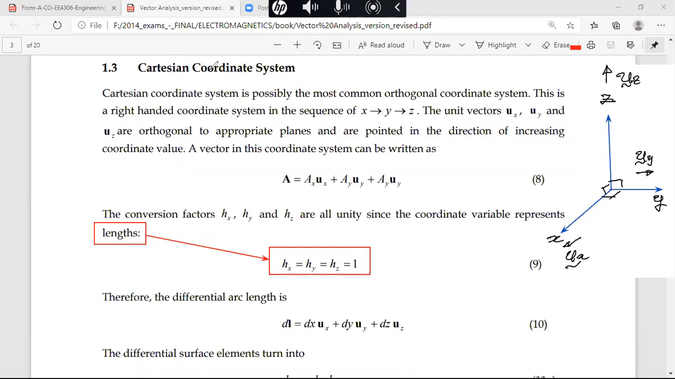Related to these Cartesian coordinates, you can represent the differential arc length in this form. Here you have another term, Hx. Here you have another term, Hy. Here you have another term, Hz. Those terms become 1. Therefore, the differential arc length you can generally write down as dx ux, where ux is a unit vector, dy uy, uy unit vector, dz uz, uz unit vector. So this is the procedure to represent the differential arc length with respect to the Cartesian coordinate system.